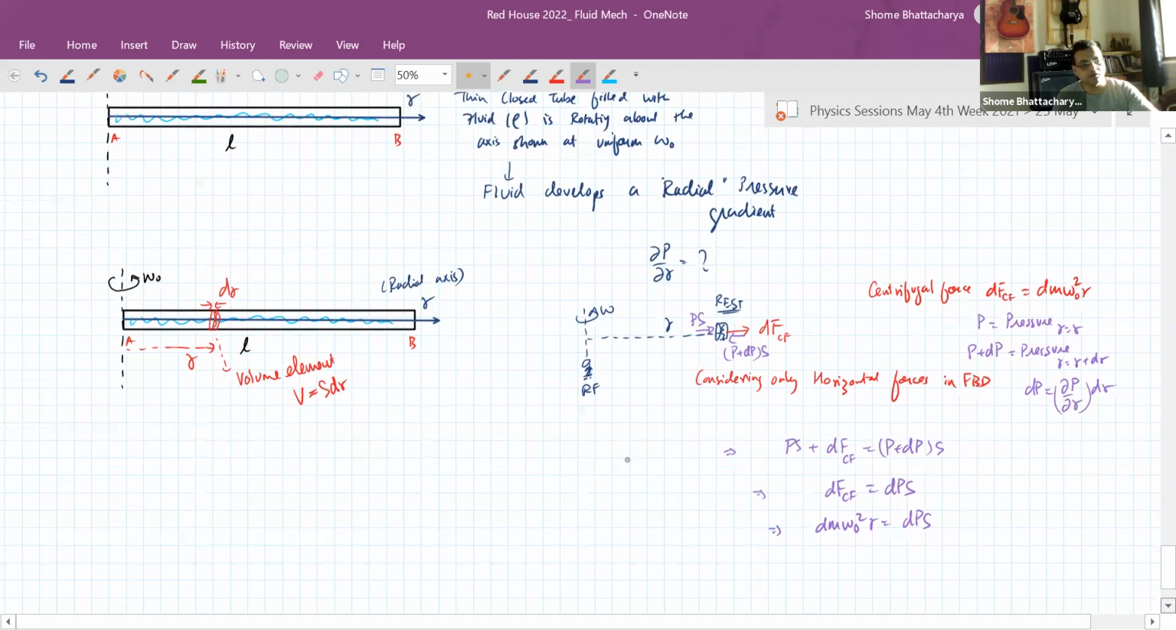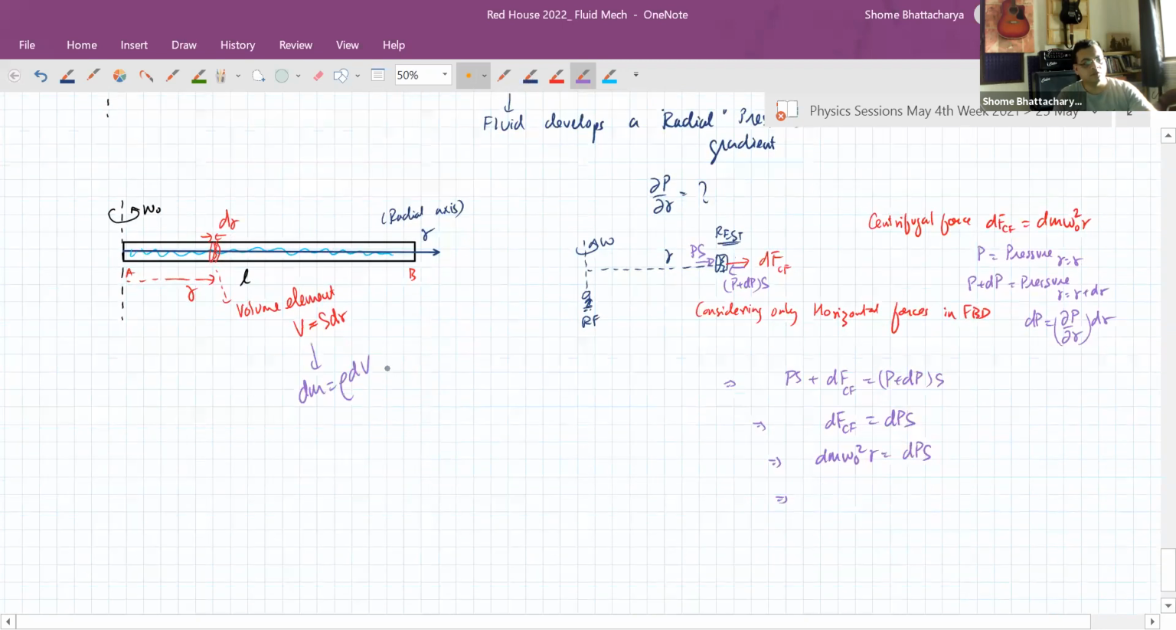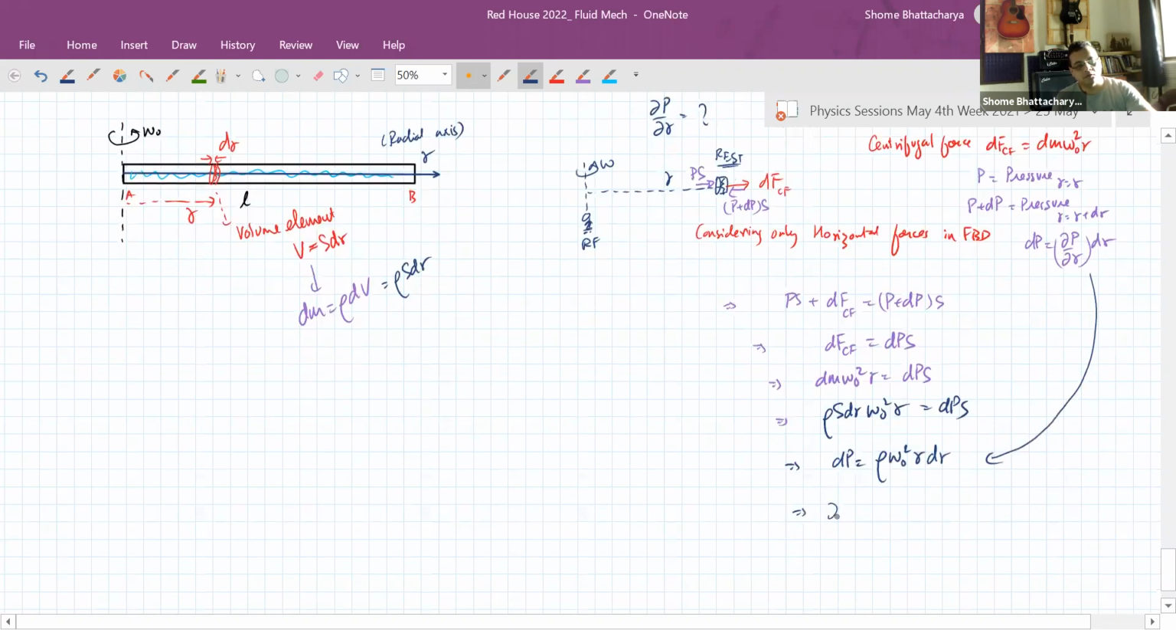and the mass of that volume element will be density into volume. So that will become density into S into dr. So first of all, the increase in pressure is positive as we move along that axis, and it's equal to density into omega square r dr. So now substituting this value, the radial pressure gradient multiplied by dr is this quantity.